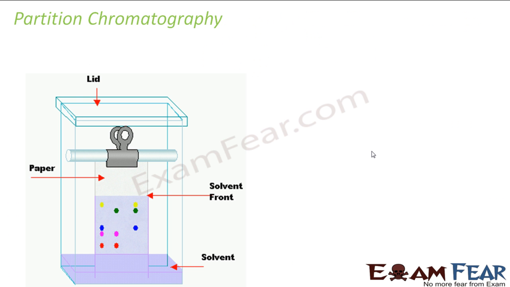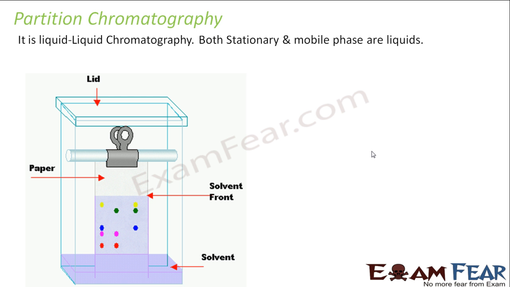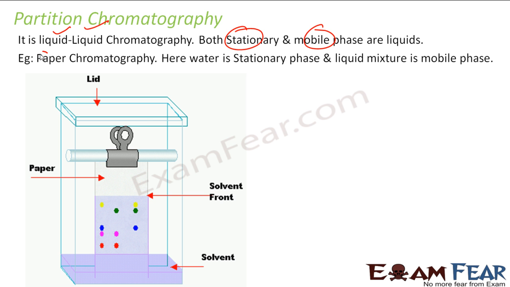Let's talk about partition chromatography. It is called liquid chromatography actually. Both the stationary and the mobile phase are liquid. In the earlier examples you saw, my stationary phase was solid, almost solid, but in this case both of them will be liquid. A good example is paper chromatography, where you use a special paper called chromatography paper. Here, water is the stationary phase, because water is the one between the holes of this paper, and the liquid mixture which I am using is the mobile phase.